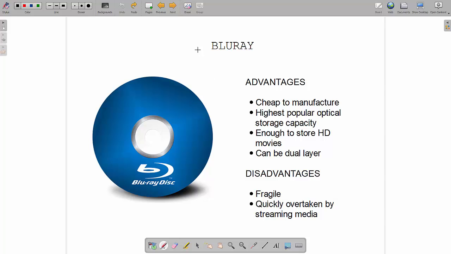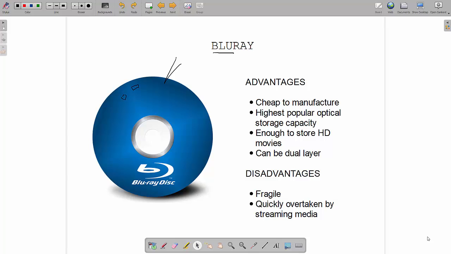Again, the difference between CDs and DVDs is that this one has an even narrower wavelength. Whereas with CDs and DVDs, we use a red laser, with a Blu-ray, we use a blue laser, hence the word blue. The blue laser light has a very narrow wavelength, which means that we can read very tiny bumps. And because the bumps can be tinier, we can fit a lot more data on a Blu-ray disc. We can fit around about 50 gigabytes on a Blu-ray disc. We can also have those as dual layer as well.